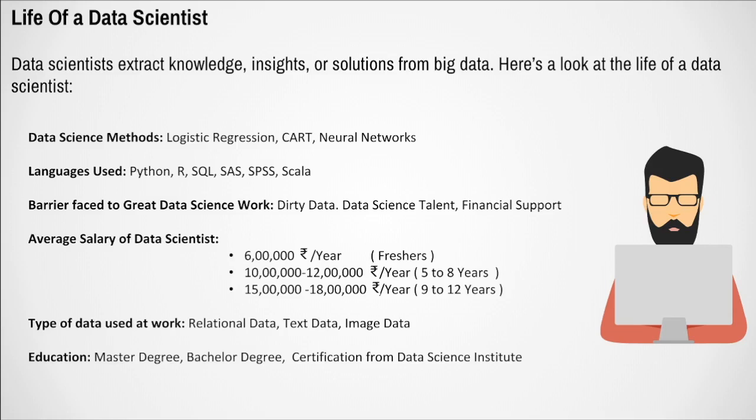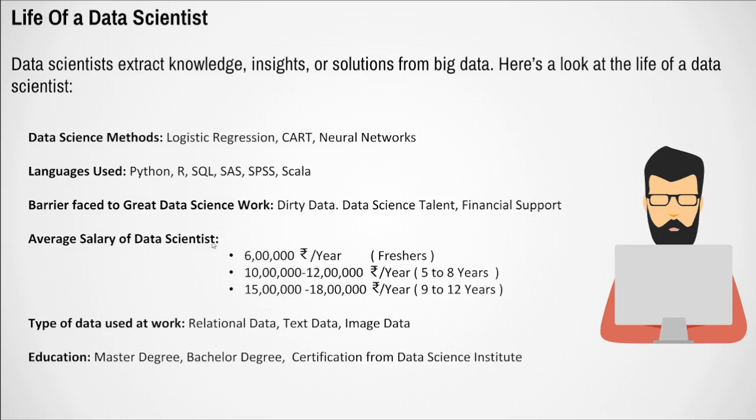All right, the interesting part: what is the average salary of a data scientist? These salaries are as per Indian standards. Of course, they can vary city-wise in India itself. For freshers, it is 6 lakh per annum. For experienced people with 5 to 8 years, this range can be from 10 lakh to 12 lakh rupees. And for more experienced people, from 9 to 12 years, this can range from 15 lakh to 18 lakh rupees per year. Of course, this is the average salary. There can be people who earn more than this or less than this. This is just the average salary which I can get, right?